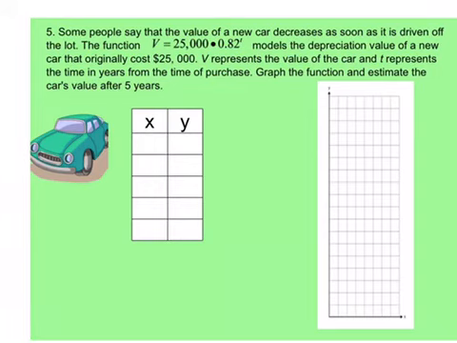Here's our next example here, number 5. Some people say that the value of a new car decreases as soon as it is driven off the lot. This function models the depreciation value of a new car that originally cost $25,000. V is going to represent the value of the car, and T is going to represent the time in years from the time of purchase. We want to graph the function and estimate the car's value after 5 years. So I want you to pause the video, and I want you to see if you can complete the table and the graph yourself, and then come back and we can go through finding the value after 5 years together.